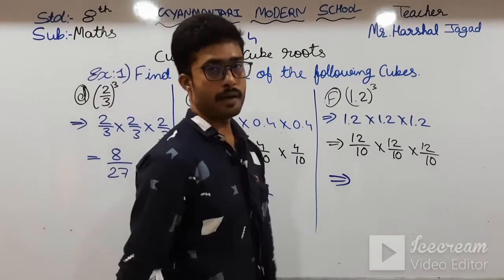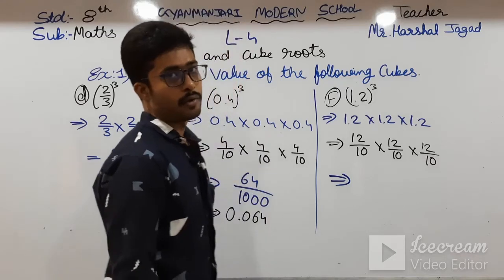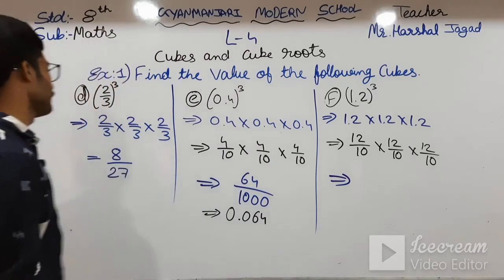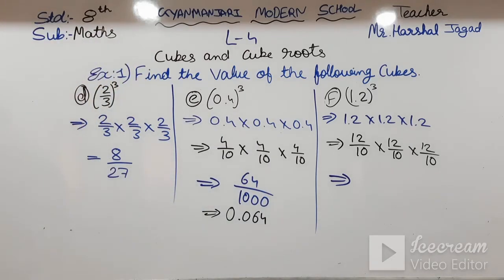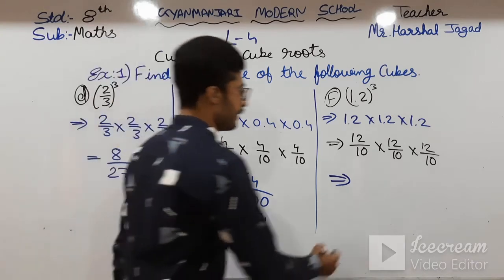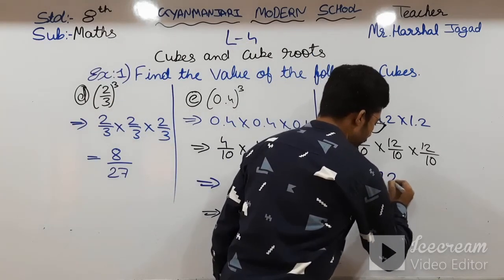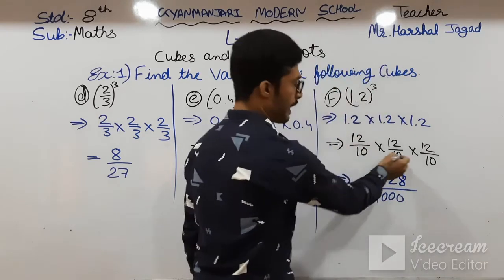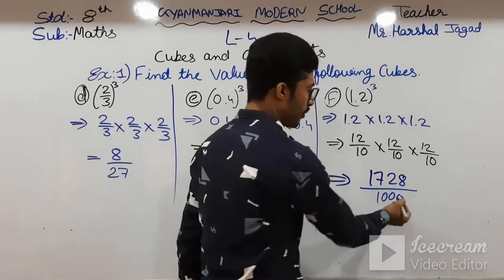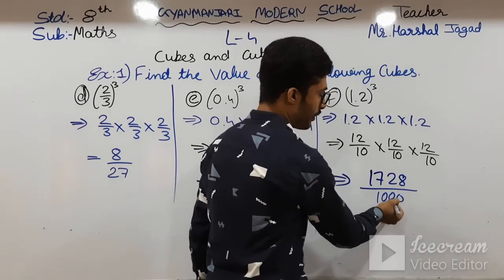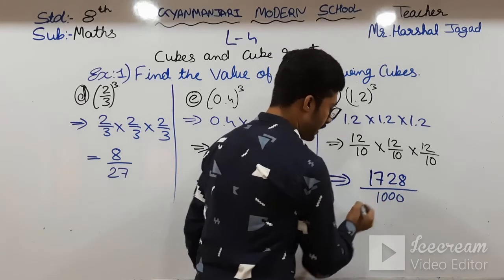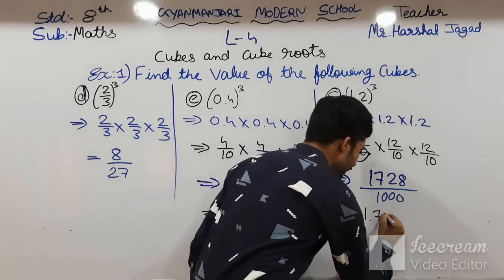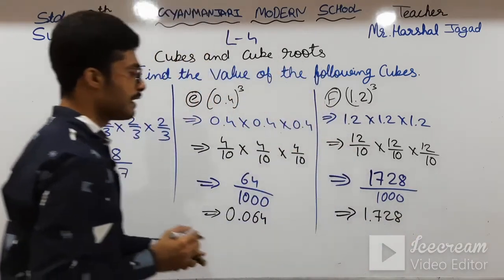So 12 12s are 144. So 144 into 12. Multiply this. The answer will be 1728 by 1000. 10 cube, that is 1000. So we will put the point where? 1 2 3. 1 2 3. Here will be the point, that is 1.728 will be the answer. Okay students.